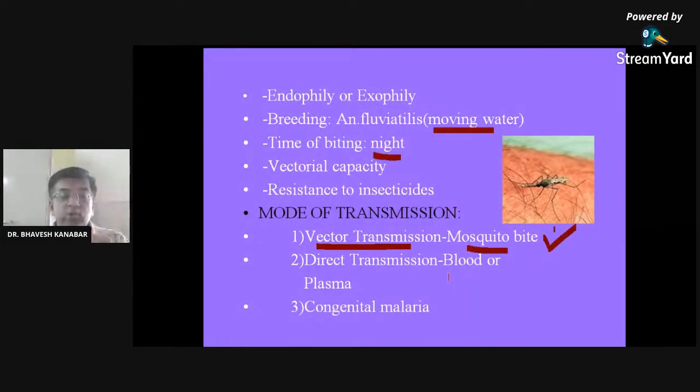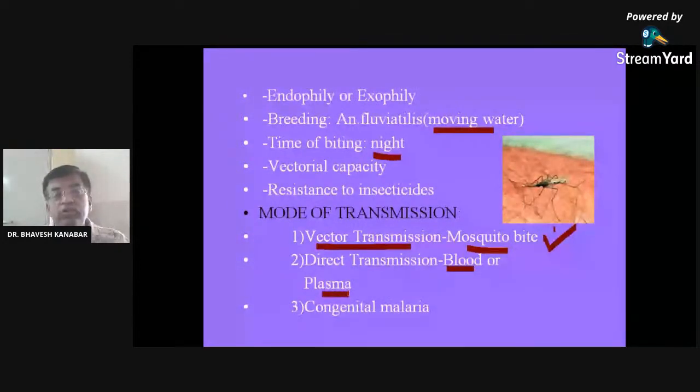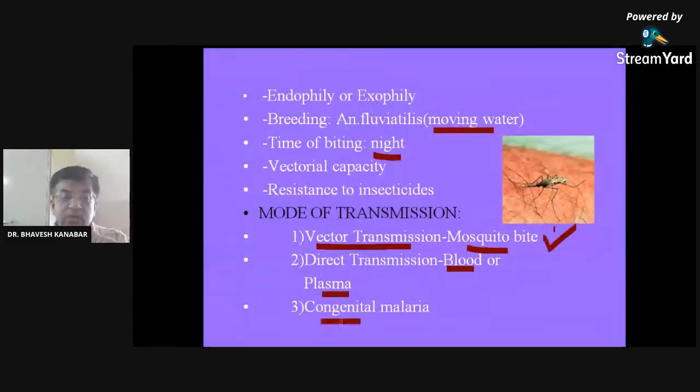Another mode of transmission of malaria is by blood or plasma. So if anybody is having a blood transfusion and that blood contains Plasmodium parasite, right, then it can transmit infection to the recipient. If the donor blood is containing this Plasmodium parasite, then the recipient can have transmission of the infection, right?